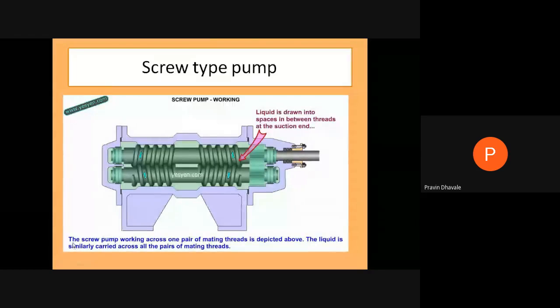The screw pump working: across one pair of mating threads it is displaced by one pitch. The liquid is similarly carried across all the pairs of mating threads. Here, whatever liquid enters from the inlet will be flowing along the screw between this gap and enters at the center from where discharge takes place. This will be the working of the screw type pump.